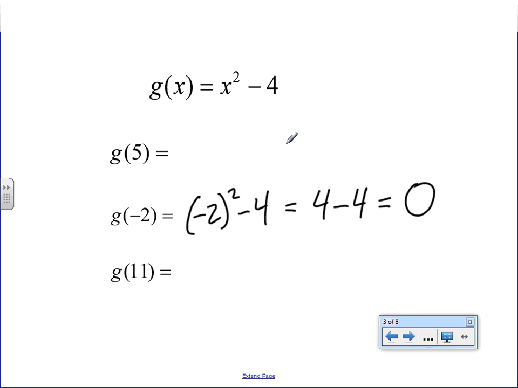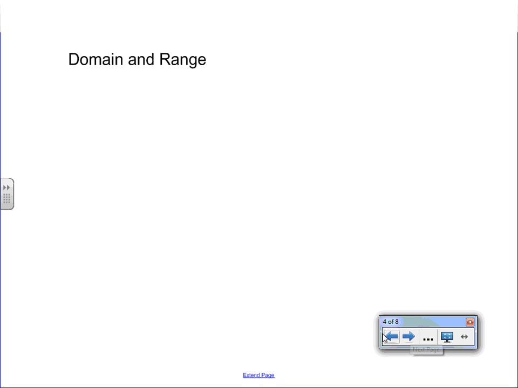Okay? You do the g of 5 and the g of 11, and we'll check those answers tomorrow just to make it a little faster for us. But it shouldn't be a big problem at all. Plug the number in for x and evaluate. So it's just solving functions. We're going to move on to domain and range, which are two particular pieces that are specific to a function.